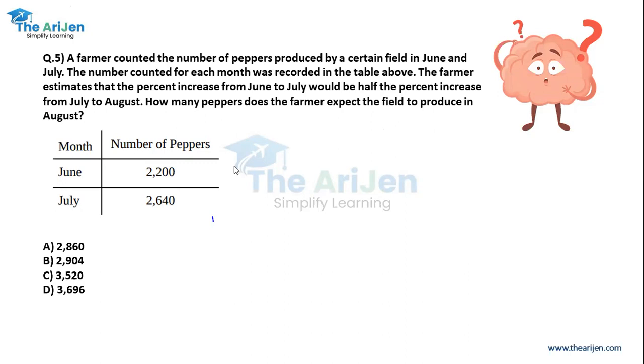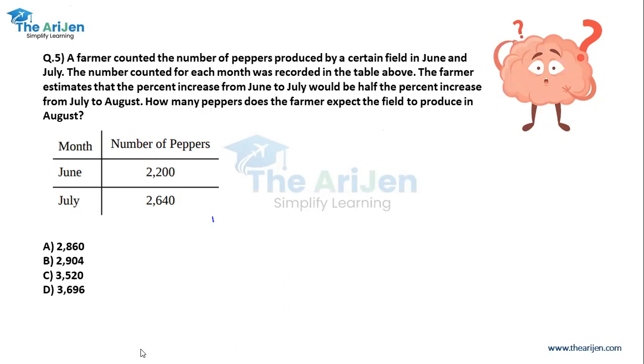So month is there, number of papers are there. So 2,200 and 2,640. So what is there in the question? The question asks for the number of papers the farmer expects in August, right? So work in bite-sized pieces. What you can do, the question states that the percent increase from June to July would be half the percent increase from July to August.